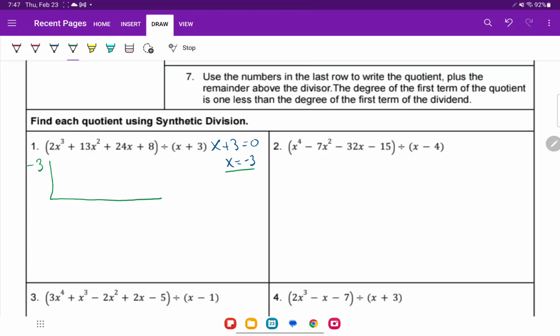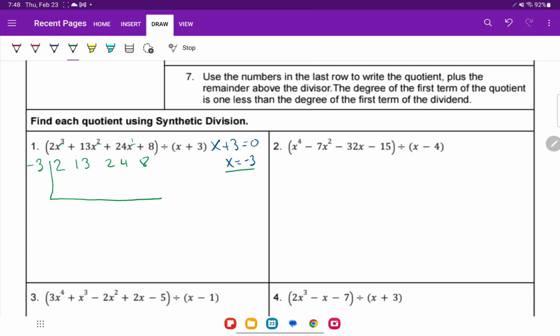Now from here, we're going to look at our dividend and see if we have any missing powers. So we have a power of 3, a power of 2, a power of 1, and then we have a constant. So there are no missing powers. Now here we're going to use the coefficients in front of each term. So for x cubed, we're going to place a 2. Then we're going to place a 13, 24, and an 8. Again, if we had any missing powers, we would have put a 0 in its spot. Okay, so that's the top row right there.